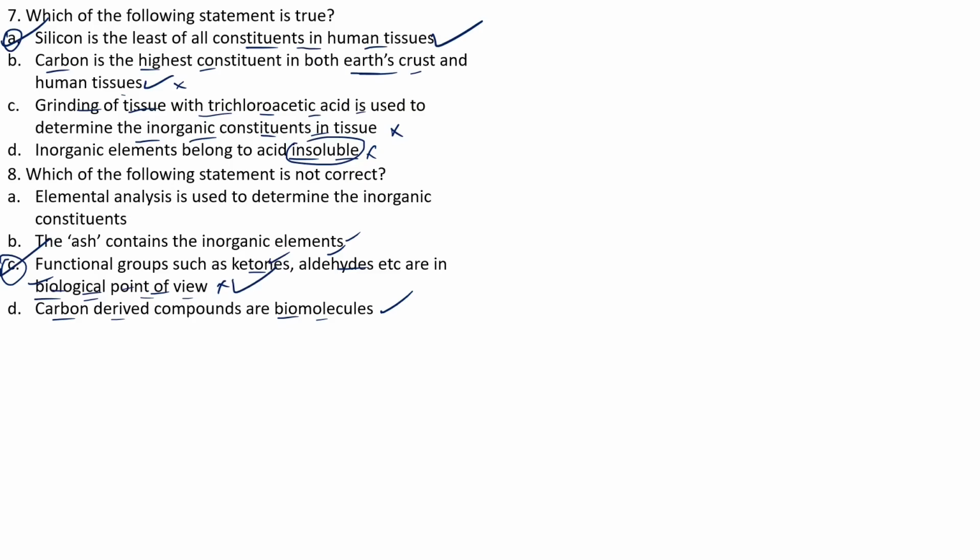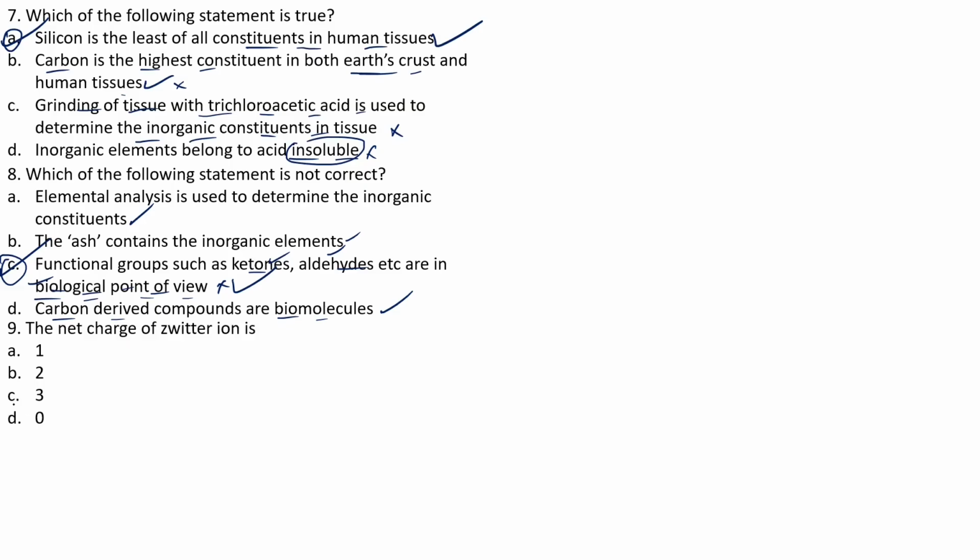And the B statement, that is ash, mainly contains the inorganic elements. Exactly, it is a true statement. And elemental analysis is mainly used to determine the inorganic constituents. Exactly, even that is also a true statement, right? So hence the right answer for this, and the not correct statement we are having, is C, or the third statement. The next question we are having, the net charge of this Zwitter ion is 1, 2, 3, 0.